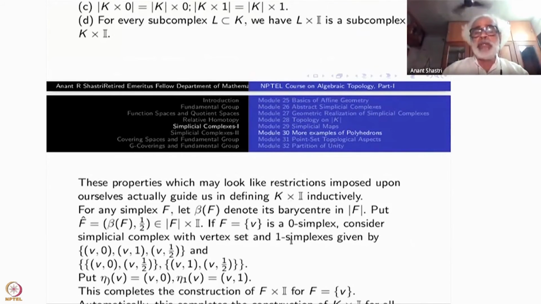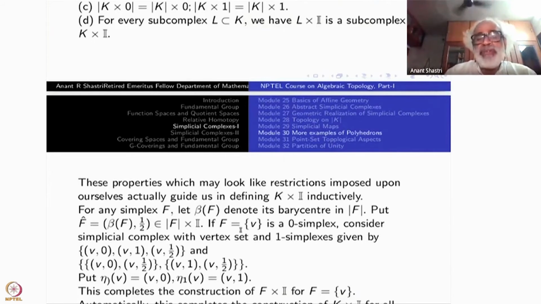Okay. So let us have a notation. Beta F will denote the barycenter of any simplex. Let us put F hat, as short notation, for the ordered pair beta F comma half belonging to mod F cross I. So I am placing this barycenter at the level half.